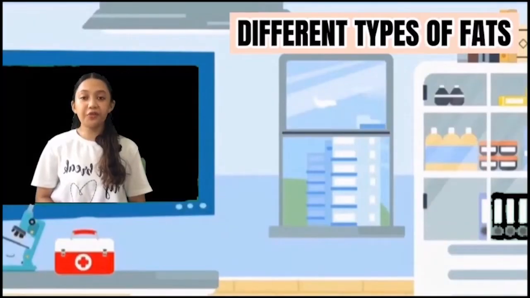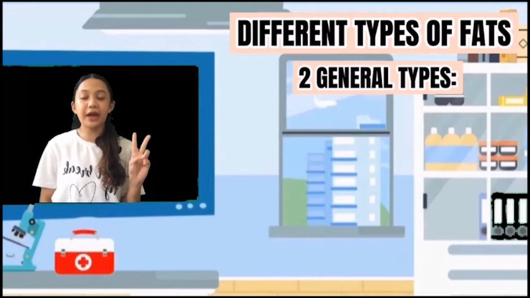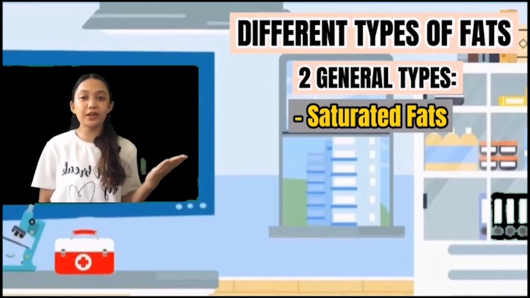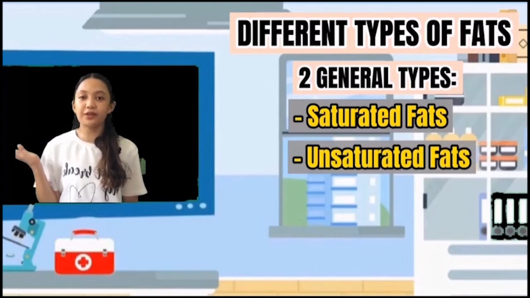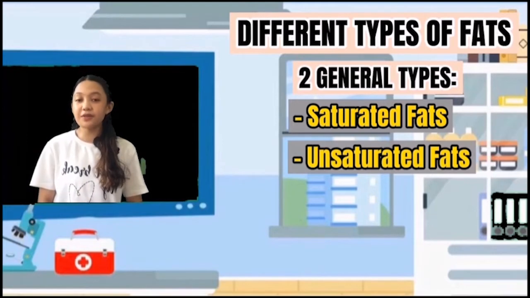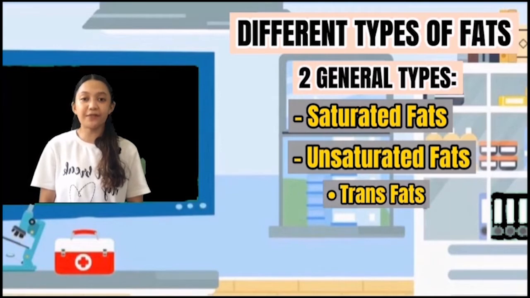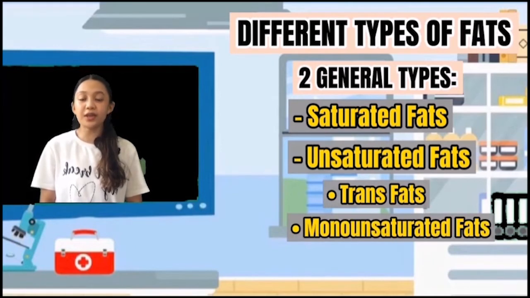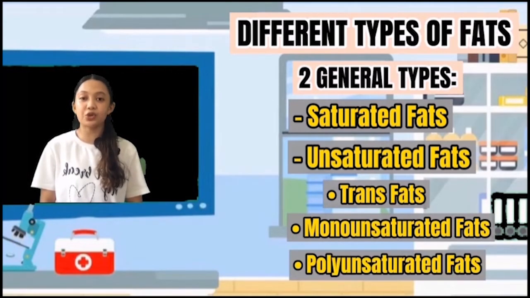So what are the different types of fats? There are two general types of fats. We have the saturated fats and the unsaturated fats. Unsaturated fats have three different subtypes. We have the trans fats, monounsaturated fats, and polyunsaturated fats.